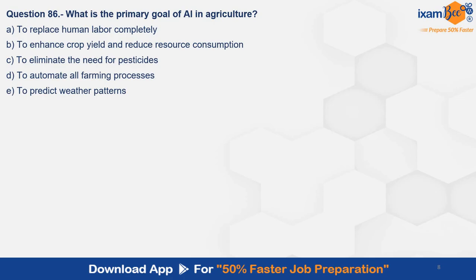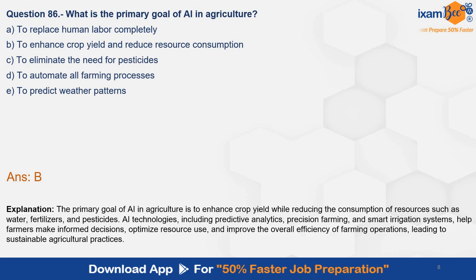Now this type of question is very simple, where we are talking about the goals of AI in a specific field like agriculture. It can be finance also, or other fields. Here the options are very close and all look very prompt, but remember the question asks what is the primary goal of AI. So the correct answer is B, to enhance the crop yield and reduce the resource consumption.